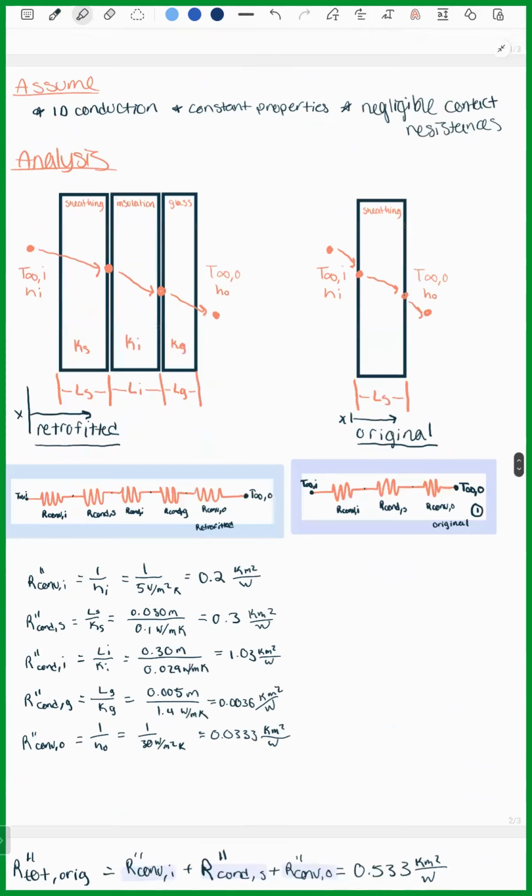So in order to actually be able to solve this problem with thermal resistances, we will be looking at 1D conduction. So there will only be heat flow assumed in one direction. Also, we'll be using constant properties for the thermal conductivity and the heat transfer convective coefficients. And also, we'll be neglecting contact resistances between the different layers of the wall.